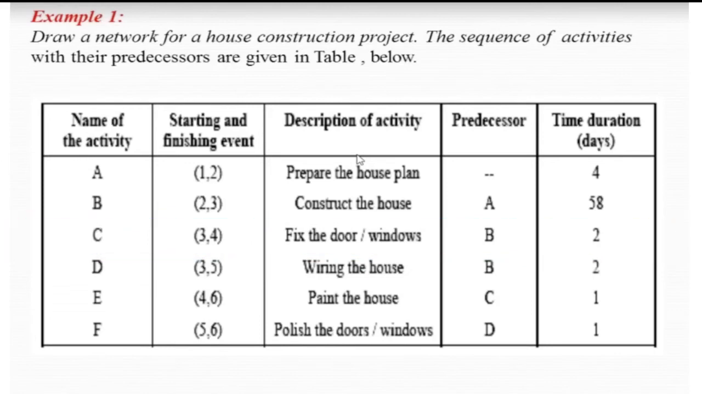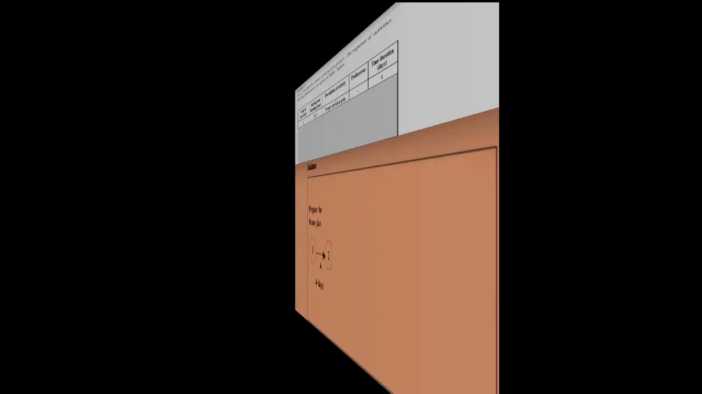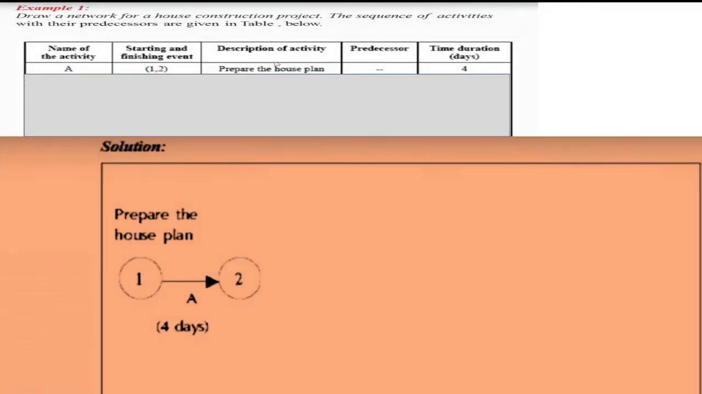So we will construct a graphical view representation of this construction project. Here it is for activity A, which is the preparation of the house plan. It started at event 1 here, and it ended at event 2. So we also write the duration, which is 4 days. There is no predecessor for activity A.